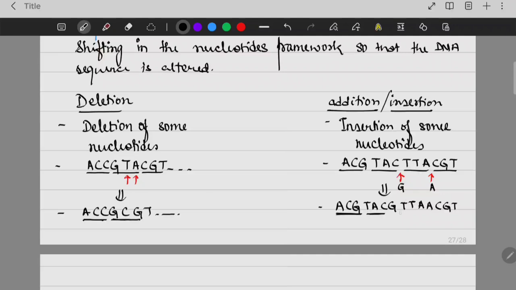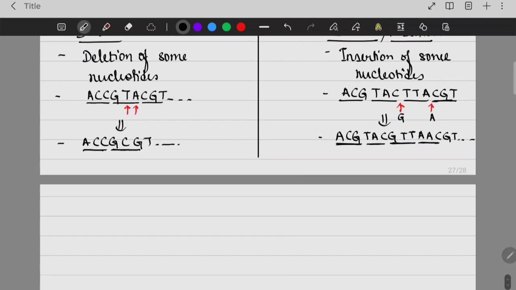Here you see that it is changed to GTT. First TTA was present, but it is now changed to GTT, and finally CGT was present, but now it is changed to AAC, and it goes on. So there is a change in the amino acid formation. So these are the two types of mutations present under the frame shift mutation.